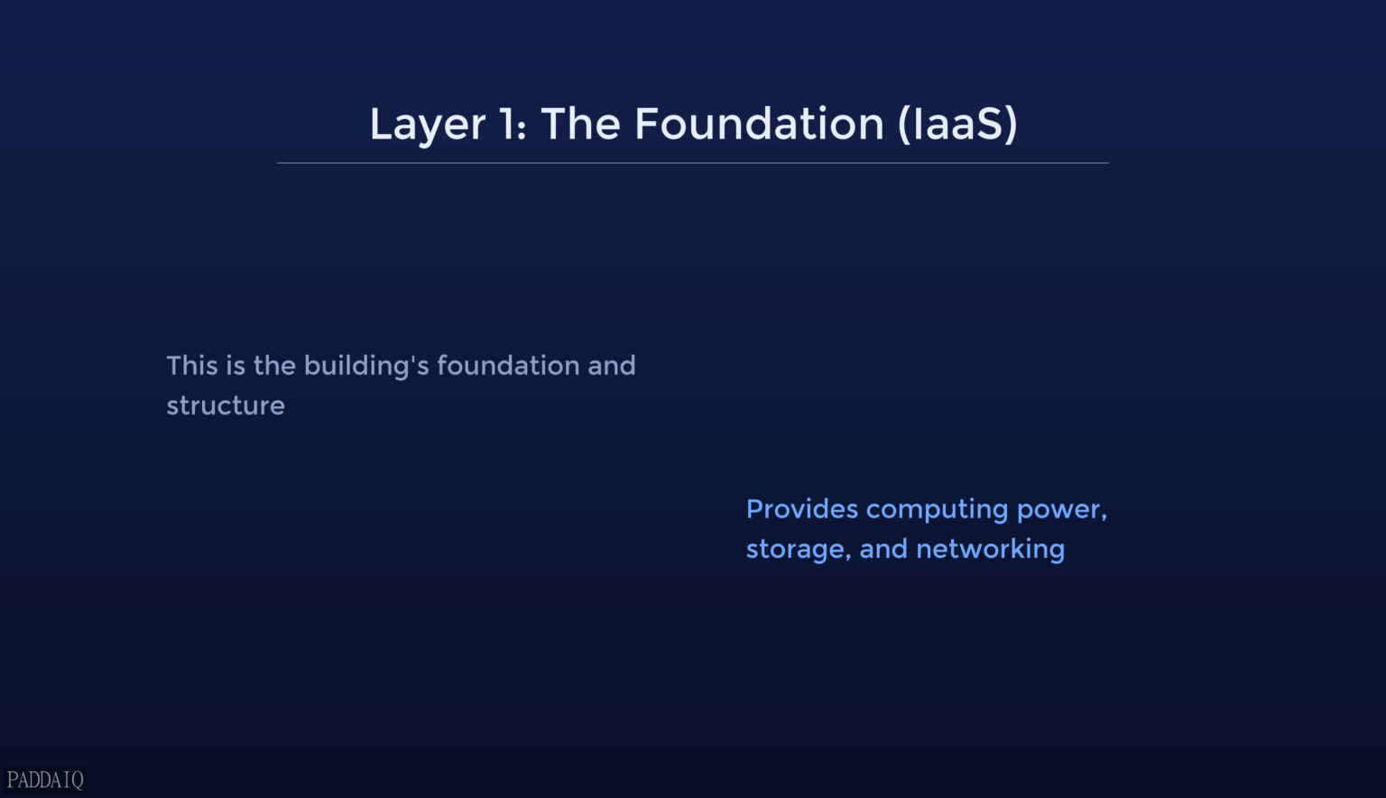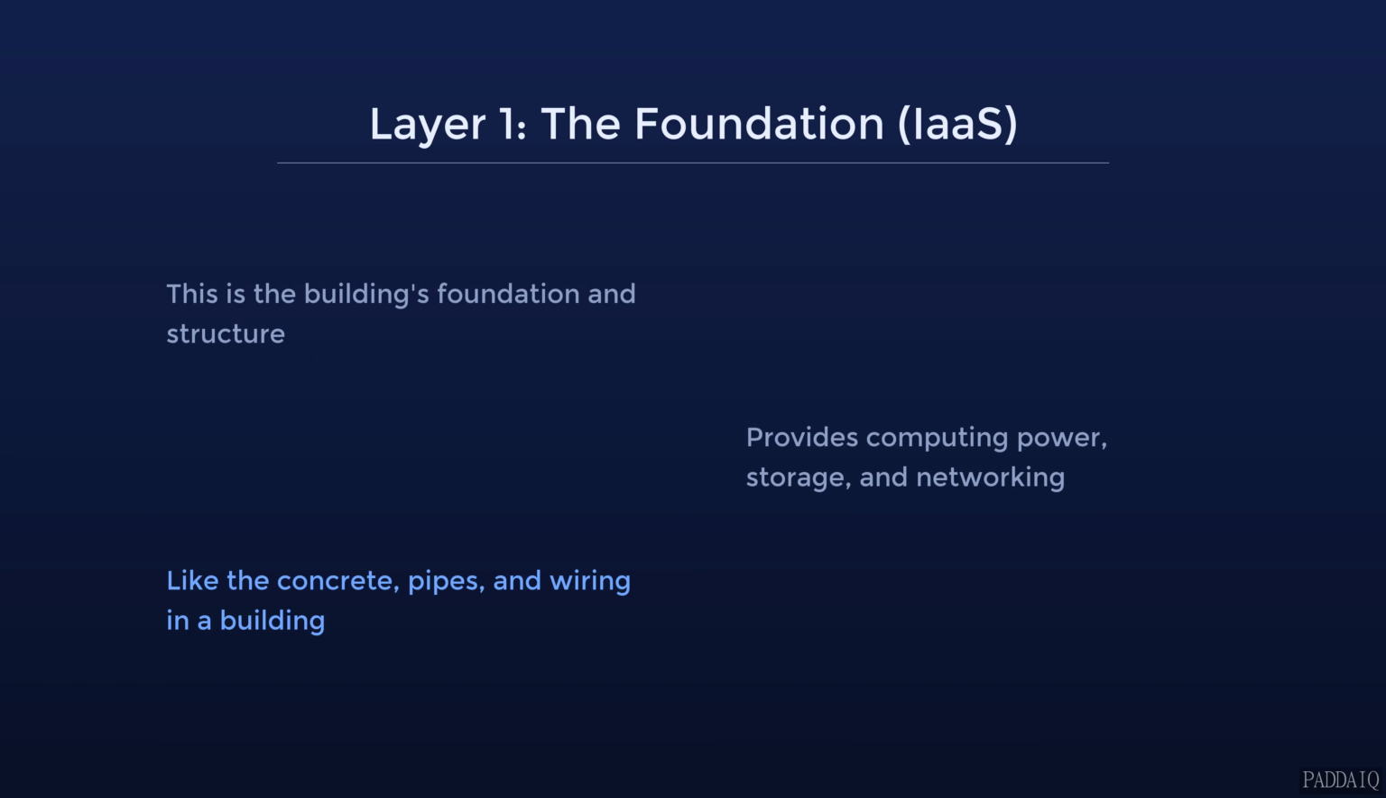Provides computing power, storage, and networking. This means SAP BTP supplies the basic digital resources needed to run applications, just like physical servers and cables. For example, it can host your application's data and ensure it communicates securely over the internet. This infrastructure is the essential bedrock for everything built on the platform. Like the concrete, pipes, and wiring in a building.